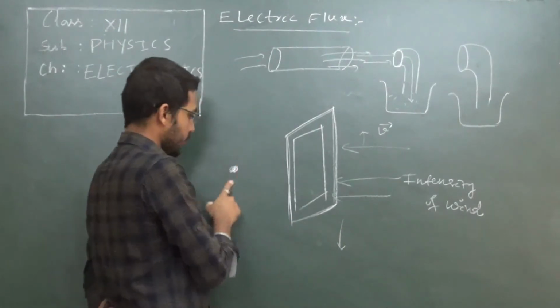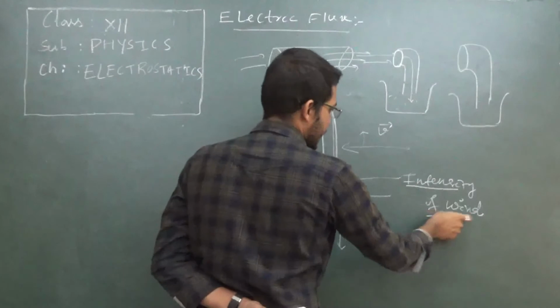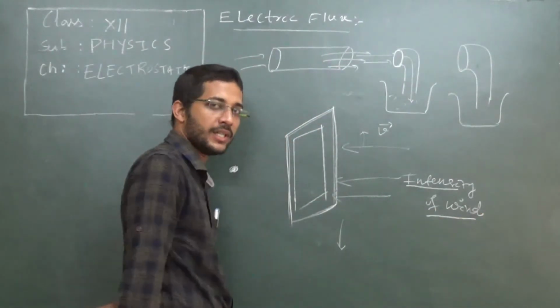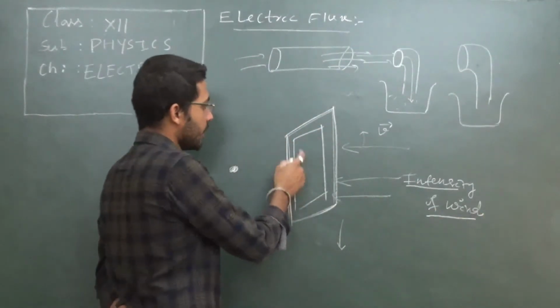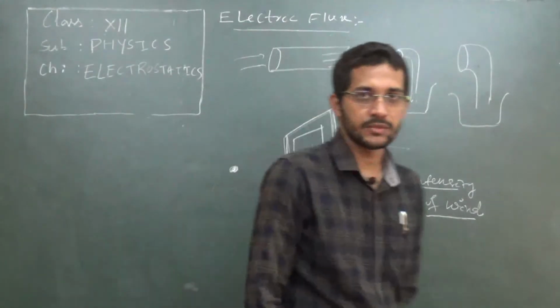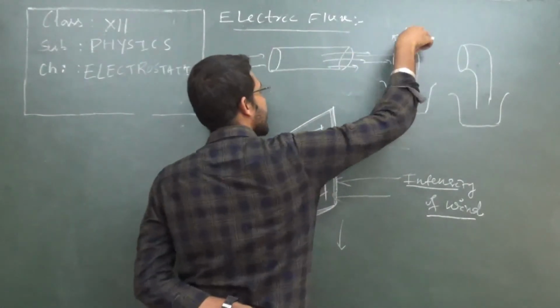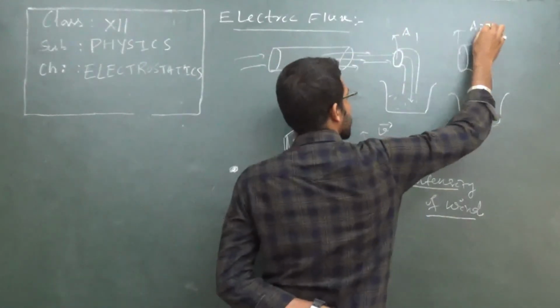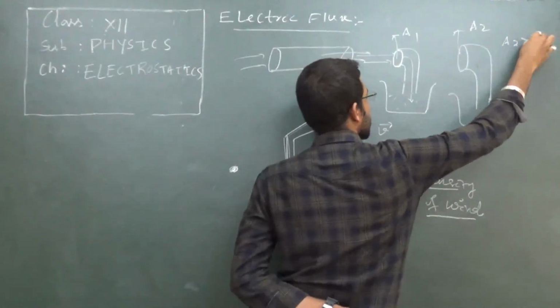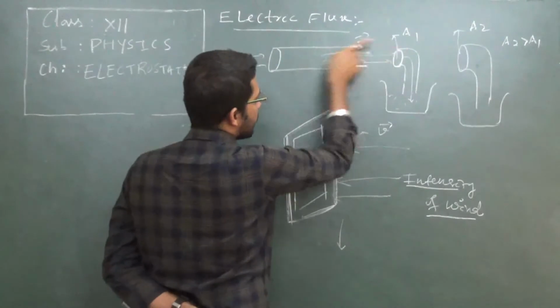So the amount of wind you are going to get in your home depends on two factors. One is the intensity of wind, with how much speed the wind is moving. Another one is the area of the window you are considering. Here also the same thing happens. Let us say it has an area of A1, another area of A2, and the condition is A2 greater than A1.